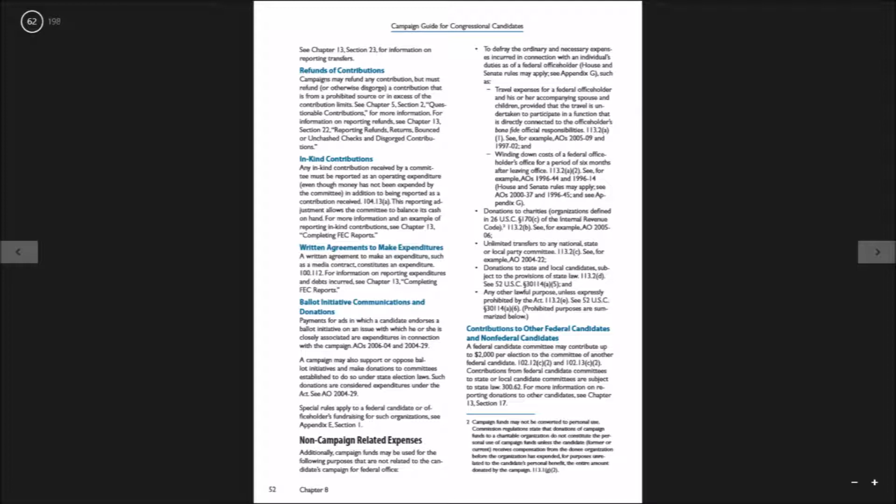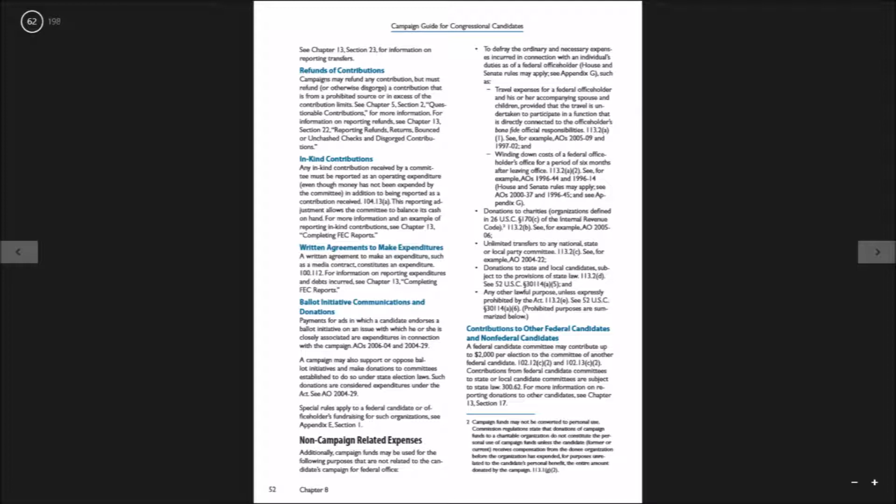Refunds of contributions. Campaigns may refund any contribution, but must refund or otherwise disgorge a contribution that is from a prohibited source or in excess of the contribution limits. See Chapter 5, Section 2, Questionable Contributions, for more information. For information on reporting refunds, see Chapter 13, Section 22, Reporting Refunds, Returns, Bounced or Uncashed Checks, and Disgorged Contributions.